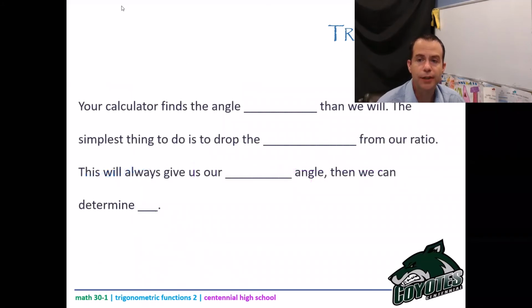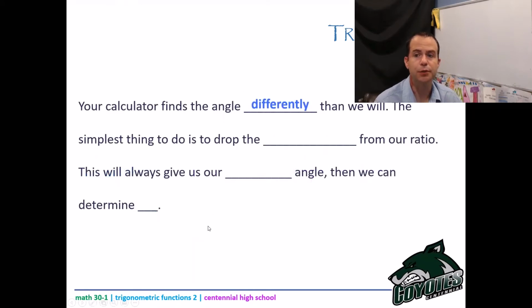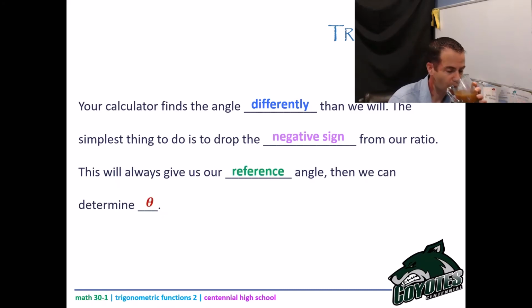So your calculator finds the angle differently than we will. The simplest thing to do is to drop the negative sign from our ratio. This will always give us our reference angle, and then we can determine theta.